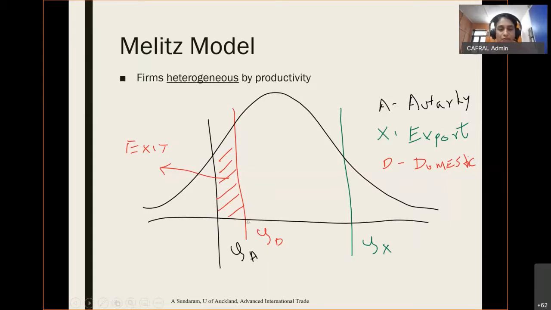So phi A moves to phi D, which means any firm with productivity levels in between phi A and phi D was able to survive before the possibility of exporting. But after trade liberalization, when it is possible to export, these firms no longer survive. They exit the market because the threshold productivity level to survive has now gone up. So that is the basic idea or the intuition behind the Melitz model. If you get the intuition down, then it's going to be much easier to deal with the mechanics of the model. Any quick questions on this before I move on?